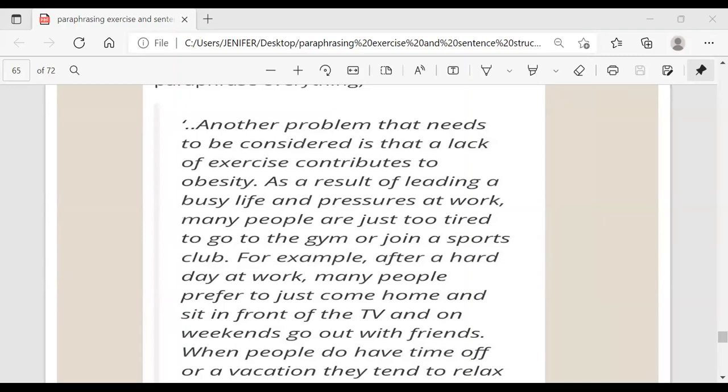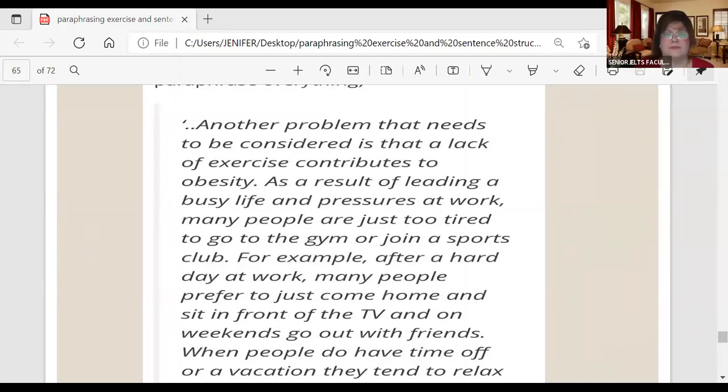As a result of leading a busy life and pressures at work, many people just decide to go to the gym or join in a sports club. For example, after a hard day at work, many people prefer to just come home and sit in front of the TV, and on weekends go out with friends. When people do have time off over a vacation, they tend to relax. Very good. Thank you, ma'am.